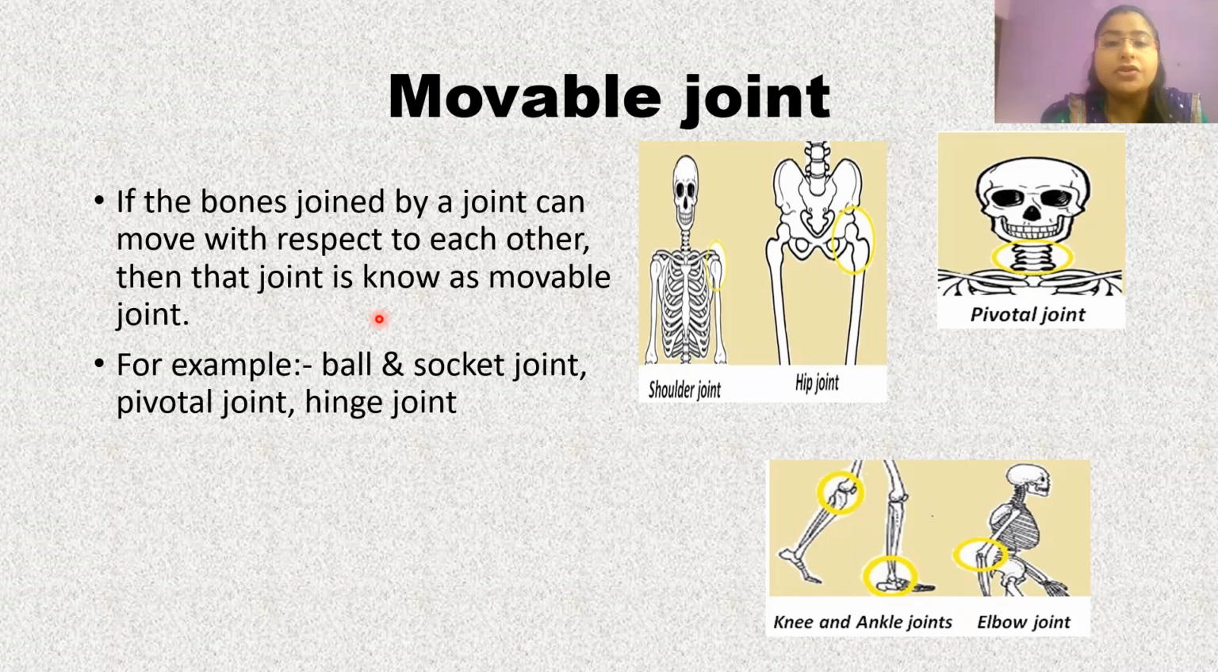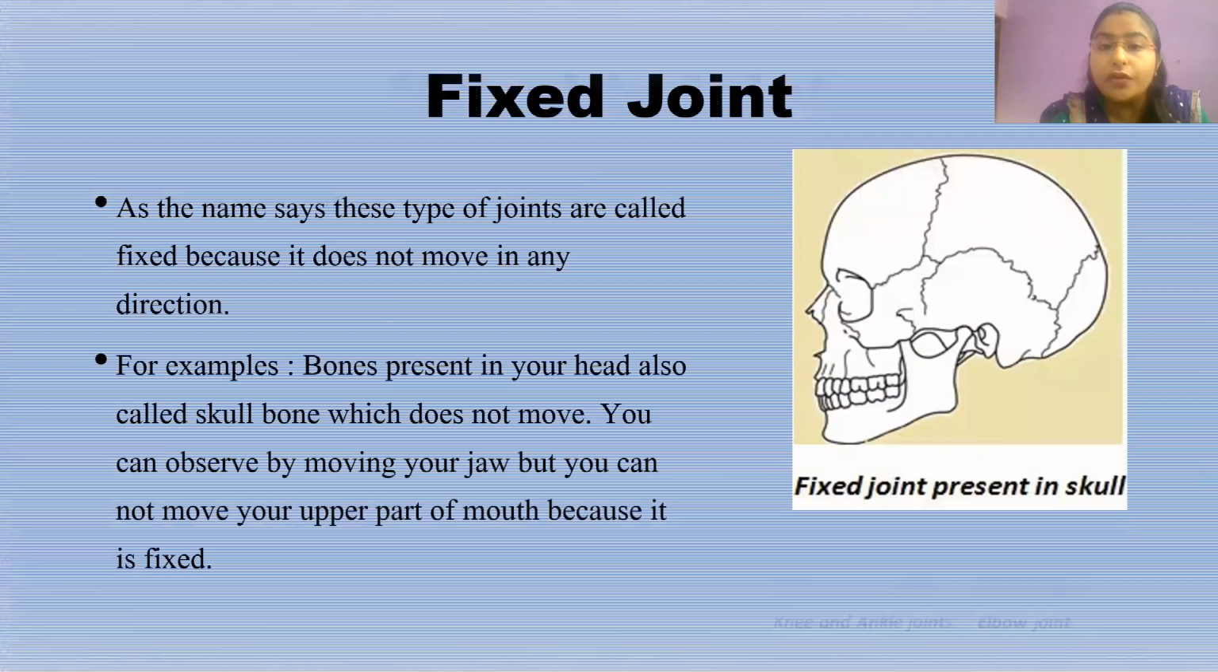But there's one joint which is immovable. Immovable, we can say the fixed joint. Okay, as the name says, these type of joints are called fixed because it does not move in any direction. ये ऐसे joints होते हैं जो movement नहीं करते. जबकि we have studied that there are 3 joints: ball and socket joint, pivotal joint and hinge joint. In these 3 joints we are able to do movement, so we call them a movable joint. And fixed joint is an immovable joint. It does not allow the movement.